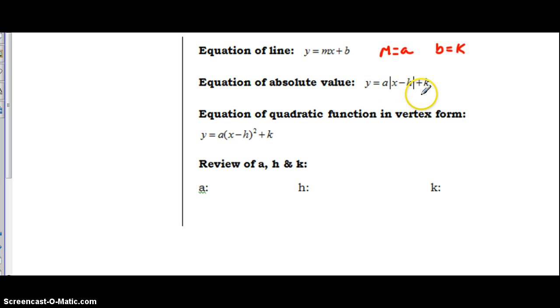For absolute value, we have all three, a, h, and k, and then quadratic. Again, our a is always on the outside and the front being multiplied, and then our h is inside with all our functions, and then the k is on the outside. Pause the video and see if you remember what a, h, and k do. Feel free to look at your old notes and fill that in.